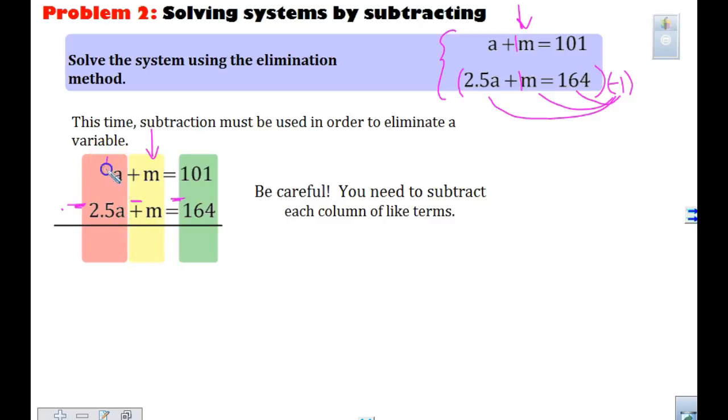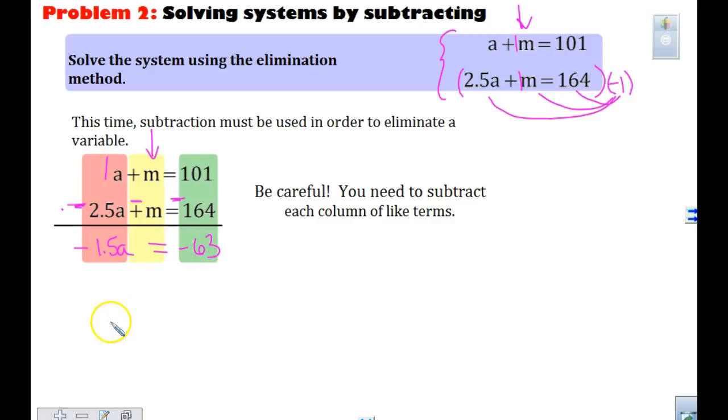So I am now adding my a terms together. Kylie, if I have 1a and negative 2.5a, I end up with negative 1.5a. My m's are 0, right? There's nothing there. Equals, I'm going to subtract here and I get a negative 63.